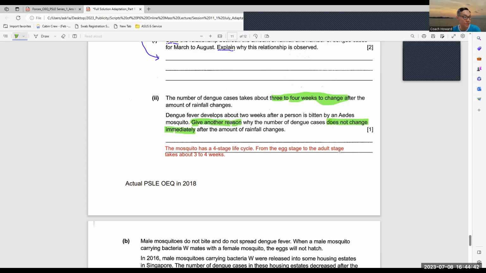So that's the reason. Okay, because after the mosquito lays the eggs, it can't spread. It needs to develop through the egg stage. Next stage is the larva, pupa, then adult stage. So actually, this question appears in the actual PSLE 2018 paper. I believe your school has bought the booklet. It's the last 3 years, 21, 20, and 19. So 18 is 1 year before. So it's worth revisiting this question, which I have showcased here.